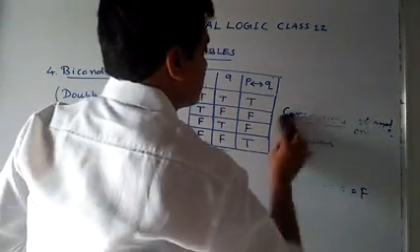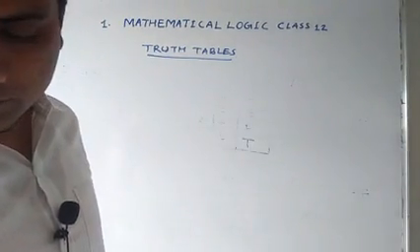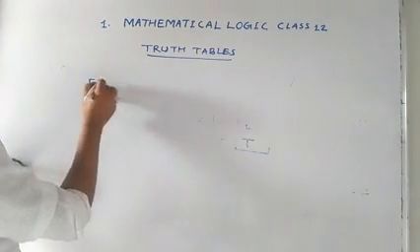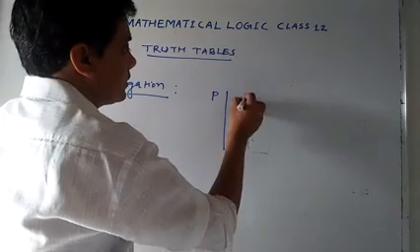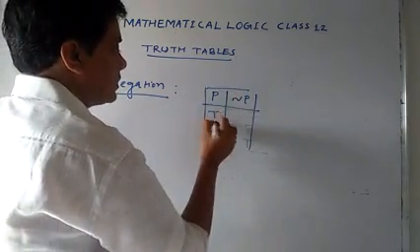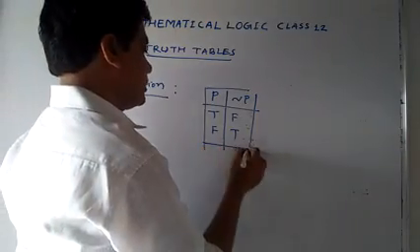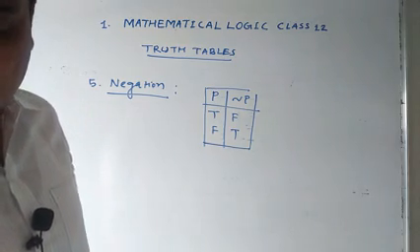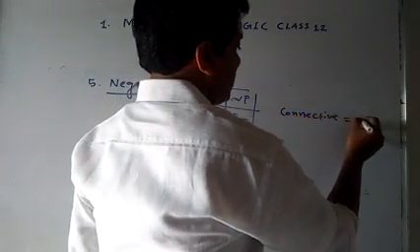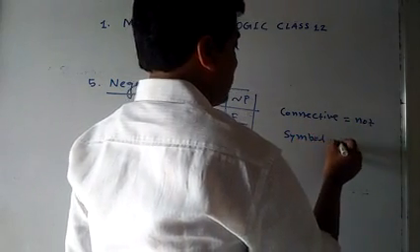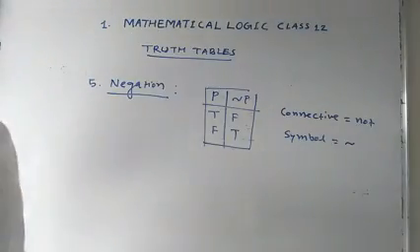Now truth table for negation. The P statement and its negation: if P is T, then its negation is F, and if F, then T. This is the truth table for negation. The connective is 'not' and the symbol is negation.